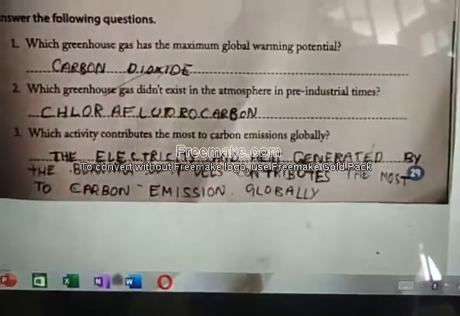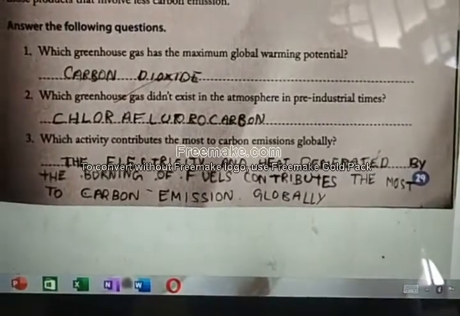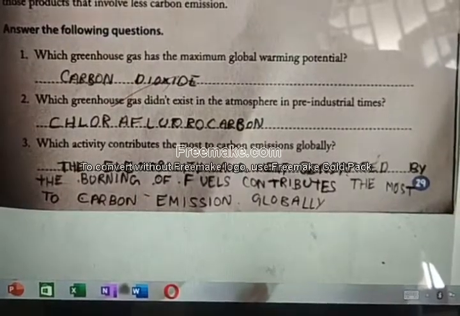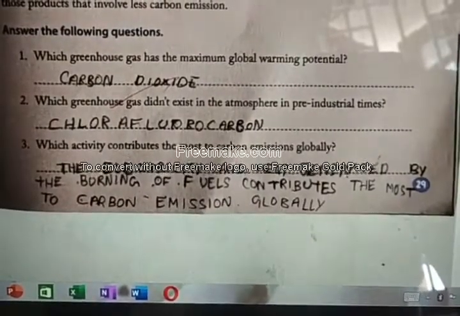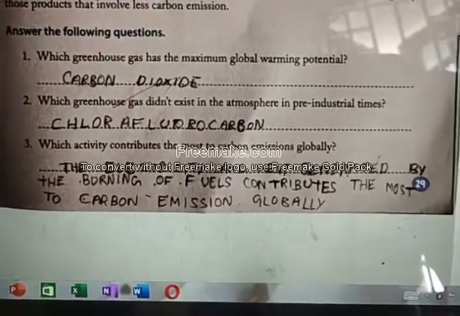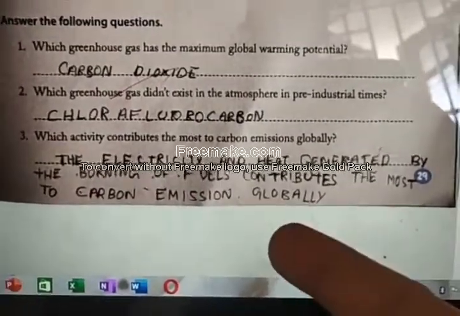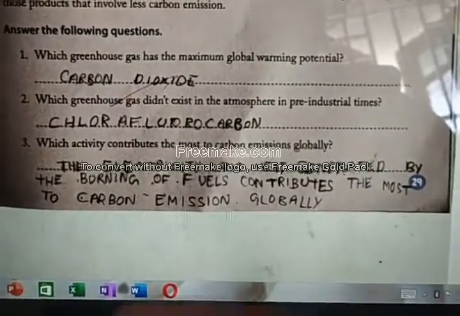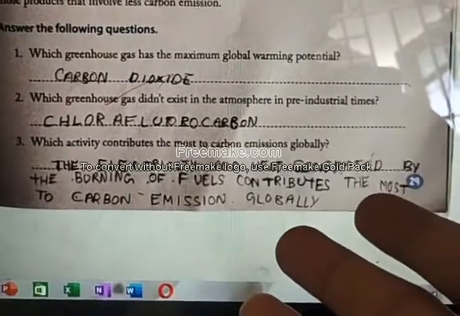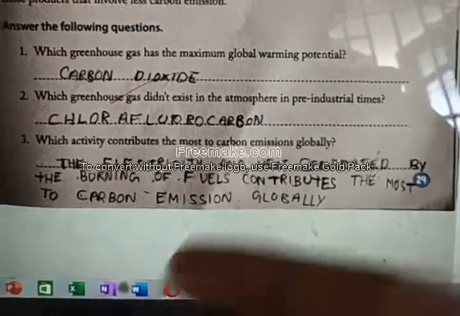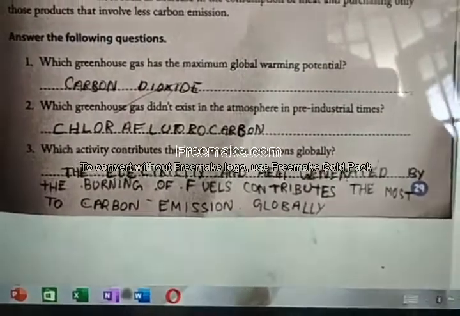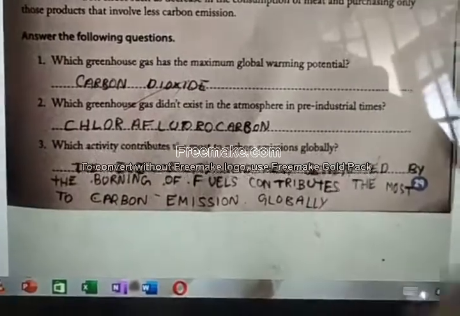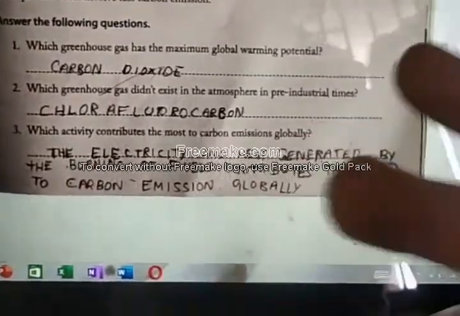Which activity contributes the most to carbon emission globally? The electricity and heat generated by burning of fuels contribute the most to carbon emission globally. See, by burning of fuels, in many places electricity is produced, and also heat is produced. If a fuel is burnt, automatically heat is produced, right? So this is one of the ways how carbon dioxide is produced more in this world.